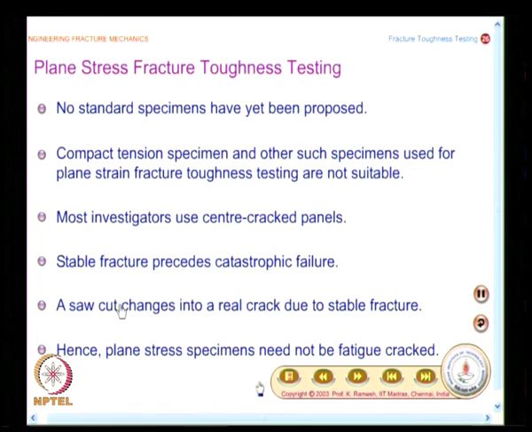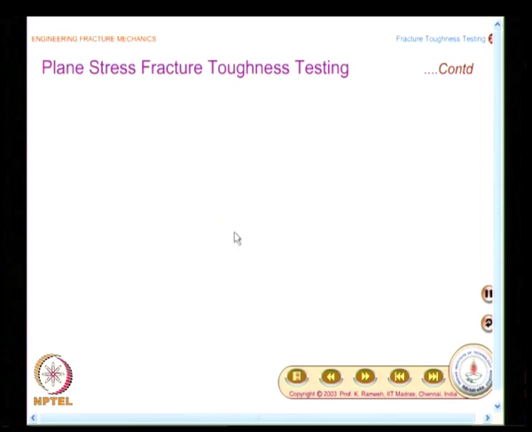So, the difference is plane stress specimens need not be fatigue cracked, but this also brings in another difficulty. You have a saw cut that changes into a crack by stable fracture and then catastrophic failure follows. So, one of the difficulties in plane stress testing is it is very difficult to find out the crack length at which fracture occurs. There could be errors in that. So, people have also devised how this could be handled. We will see them also.